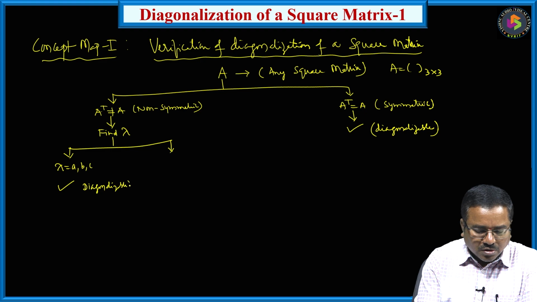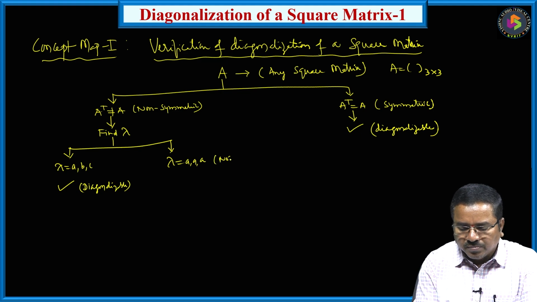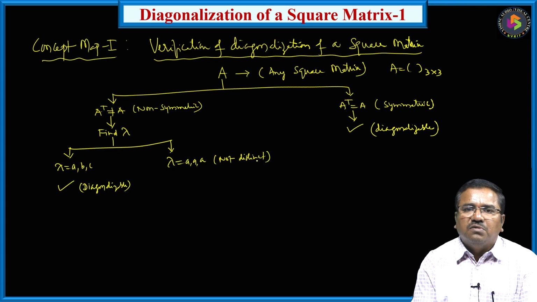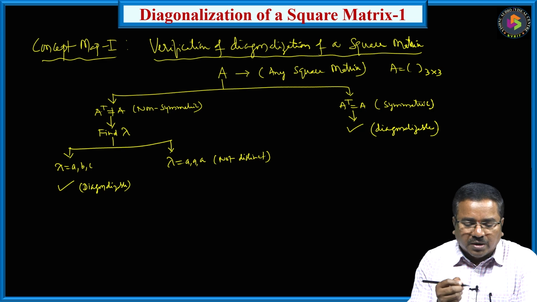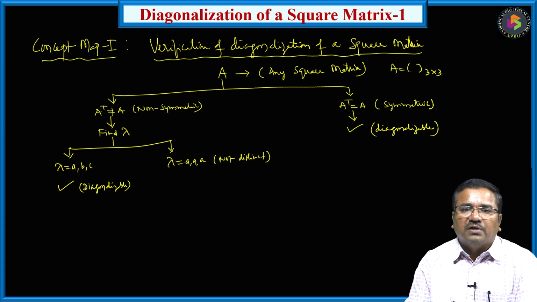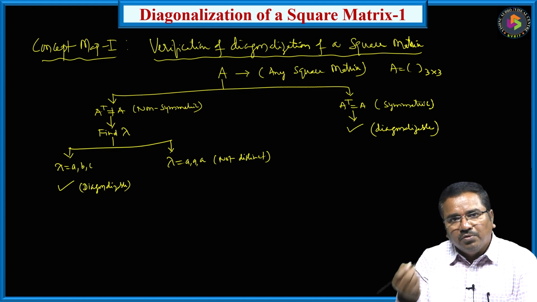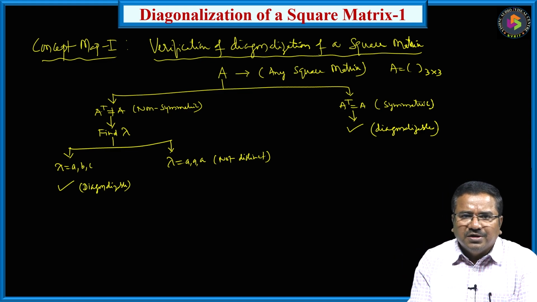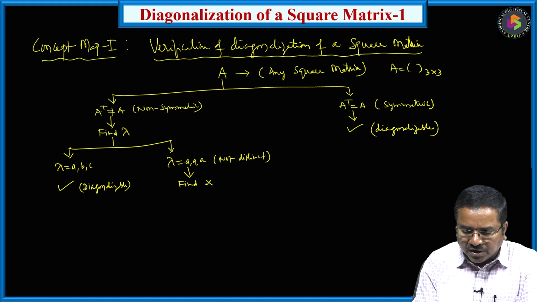But coming to the case where eigenvalues are not distinct. What is the meaning of not distinct? Eigenvalues may be repeated. In that case, from observing this, we cannot say whether the matrix is diagonalizable or not. Compulsorily, we need to compute the next step, the furthermore step. What we have to do is find eigenvectors. Find x. Hope you understand what the eigenvectors x are.